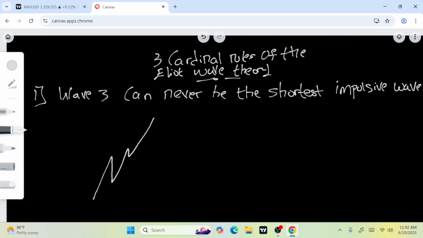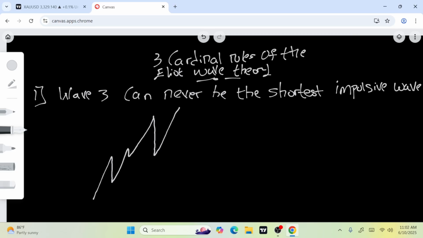From here to here is your what? From this point to this point is your what? Wave. So you will now have another what? Wave 4 before you now have wave 5. The market happens like this most of the time. Your wave 3 can never be the shortest impulsive wave.